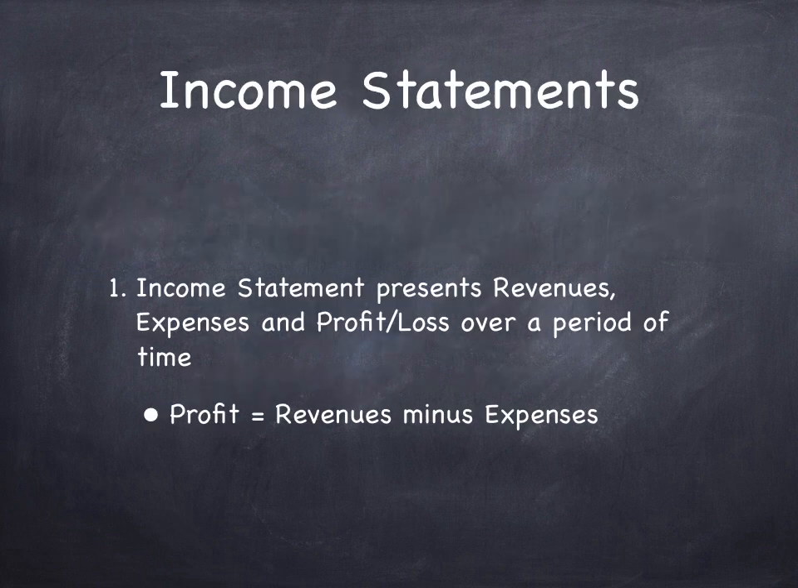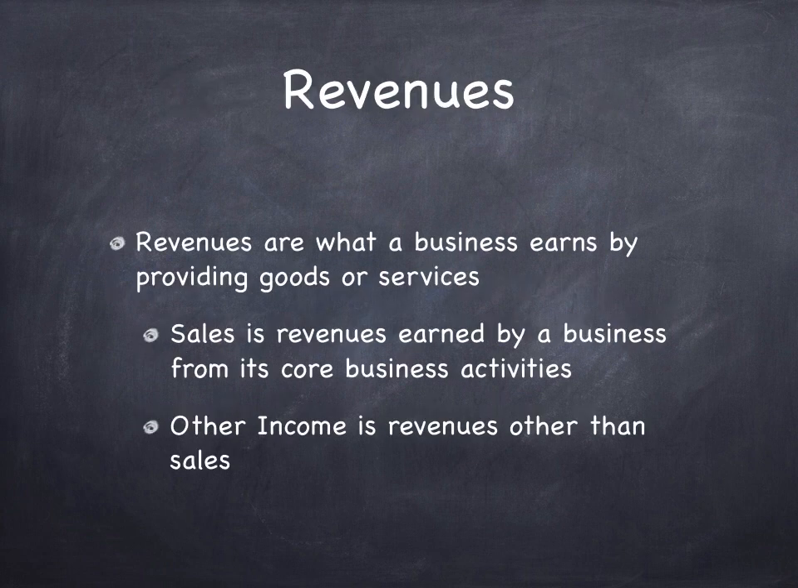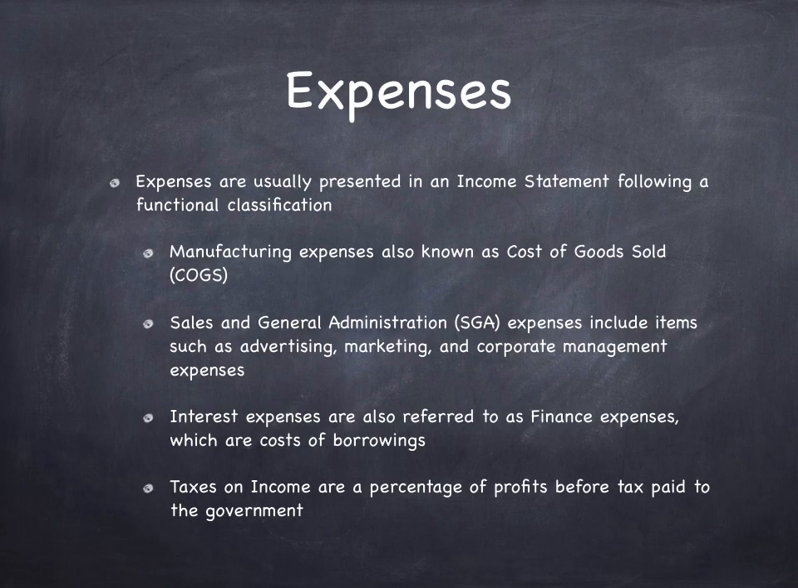Income statement. Income statement presents revenues, expenses, and profit. The equation for the income statement is profit equal revenues minus expenses, and revenues are what a business earns by providing goods or services. There are two kinds of revenues broadly. One is sales, which is revenue earned by a business from its core business activities, and the other is known broadly as other income. So, take for example a company that is trading in cement. So, sale of cement will lead to sales. But if this company has some extra cash and puts the money in a deposit in a bank, the interest that it earns would be called other income.